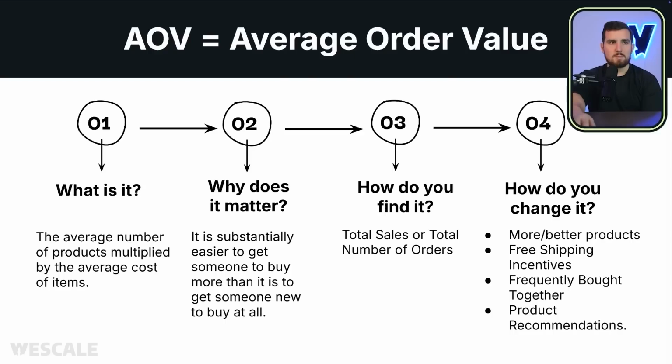Next is our AOV, or average order value. So remember these three, these are the most important ones. Average order value, this is the average number of products or the amount spent by your typical customer. The reason this matters is that it's substantially easier to get somebody to buy more than it is to get somebody to make a new purchase. So it's much easier for us to get somebody to go from buying one shirt to 2 shirts than it is for us to get somebody to go from 0 shirts to 1.